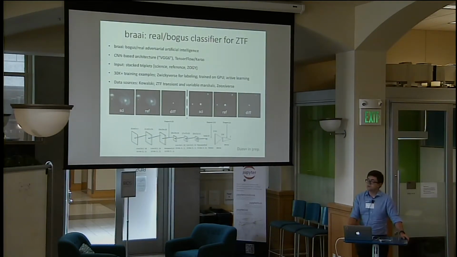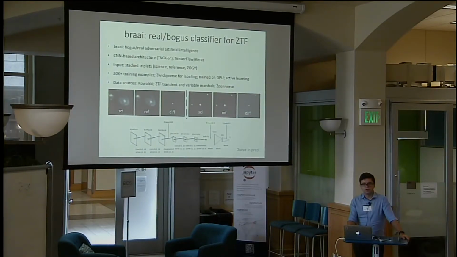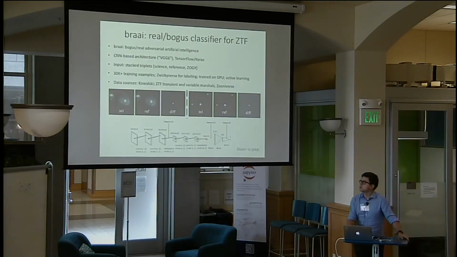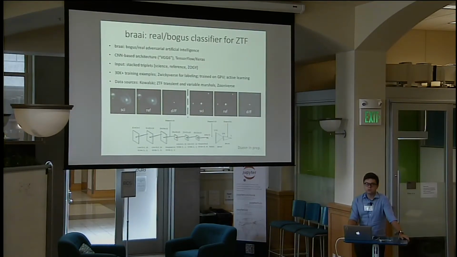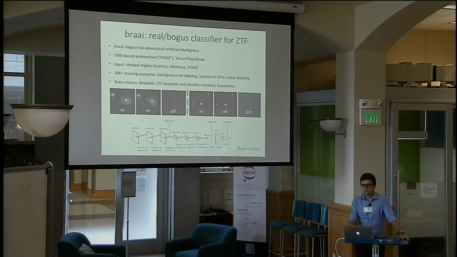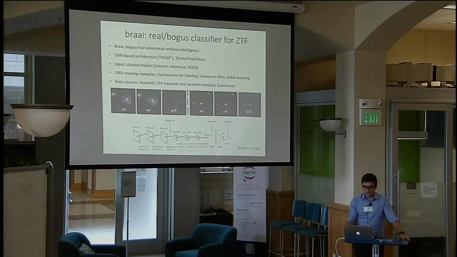Data mostly comes out of Kowalski, so we query it to sample the vast parameter space of ZTF alerts. And also ZTF transient and variable marshals are an invaluable source of data about the real objects. And some small chunk of the data also comes from Zooniverse. We're mostly using that for testing purposes.